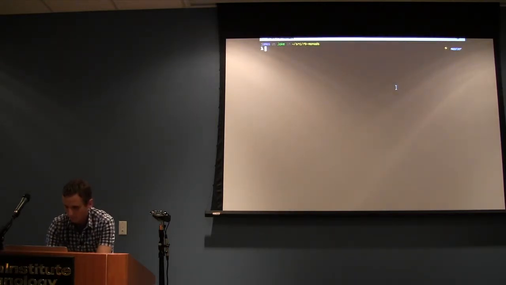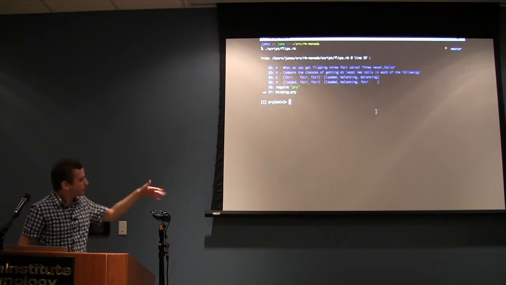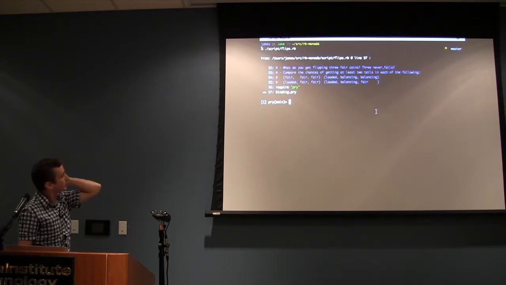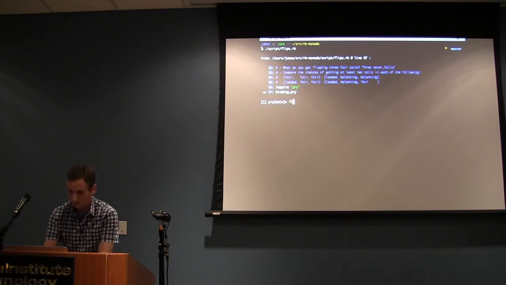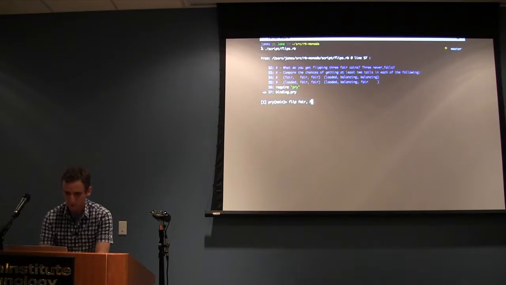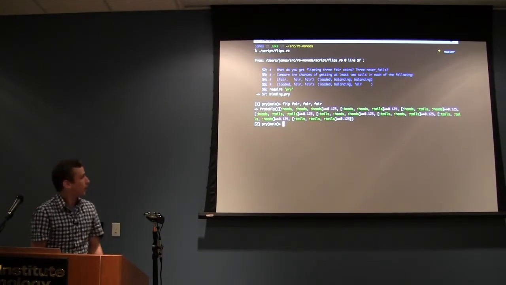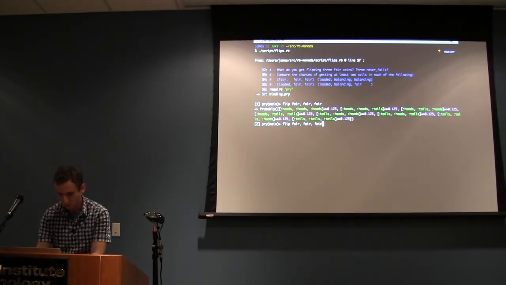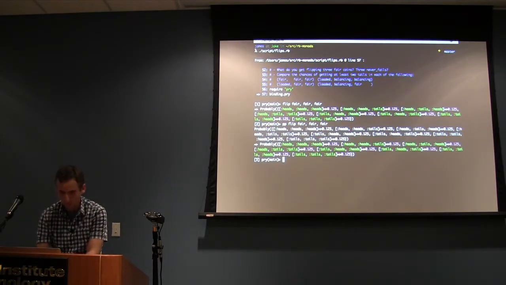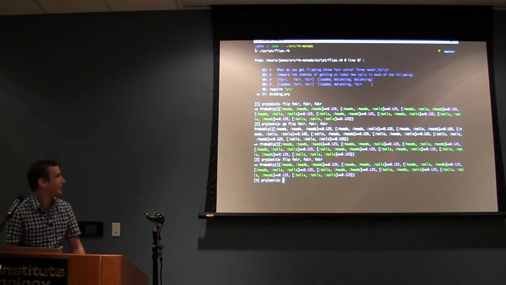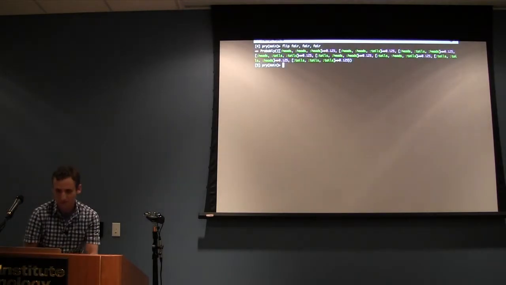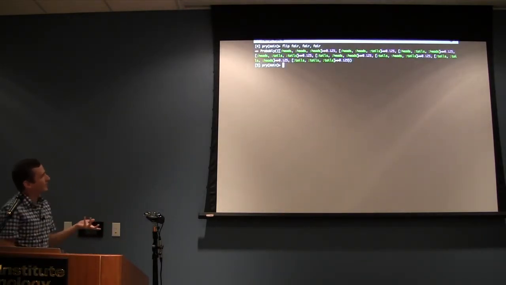Let's try that one out. Okay, so this just loads in everything you've seen so far and then halts so I can play around with this. So let's try flipping three fair coins. Sorry, bear with me on that one. So as you can see, not a whole lot exciting there. They're all evenly weighted, so we're going to get each possibility with equal probability.